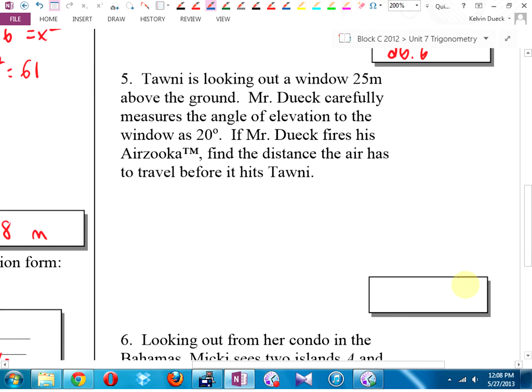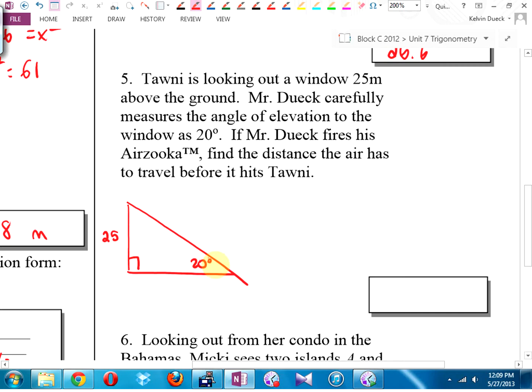Tawny is looking out a window 25 meters above the ground. Mr. Dueck carefully measures the angle of elevation to the window as 20 degrees. If Mr. Dueck fires his air-zuka, trademark, find the distance the air has to travel before it hits Tawny. Okay, I'm going to draw a triangle. I drew mine this way. You could have drawn yours a different way. That's 25 meters above the ground, and 20 degrees.